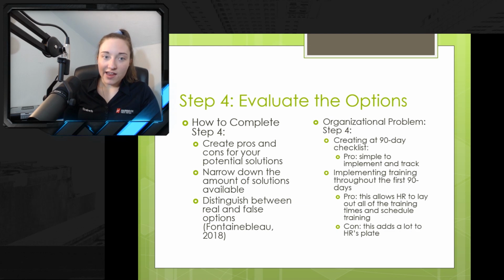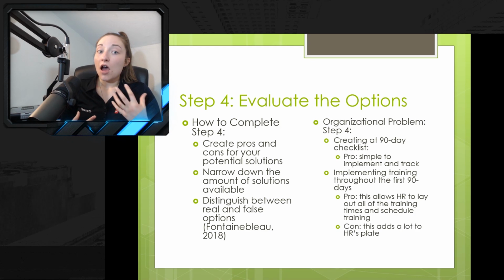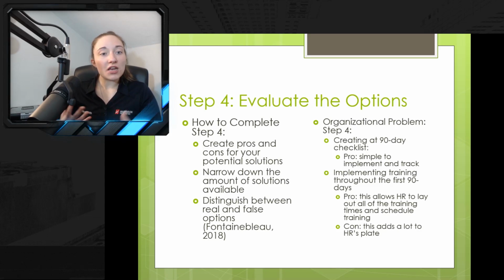So a con of that is that it really does add a lot to HR's plate. So as HR now, we need to spend probably half an hour to 45 minutes with each new hire determining their training schedule. So it just kind of adds more to the overall orientation process.